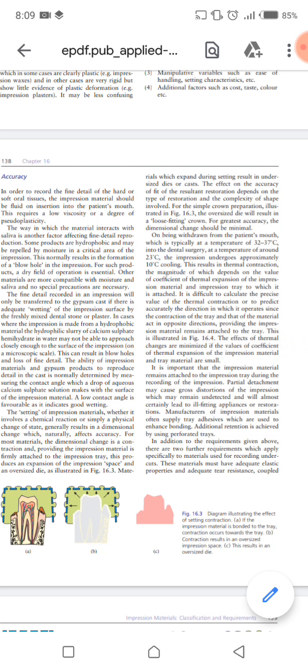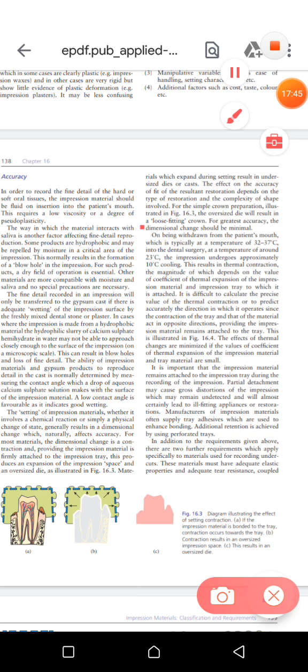Oversized die. Okay, materials which expand during setting result in undersized dies or casts. Okay, we have already discussed these three points. Next paragraph, move on to the next paragraph here.